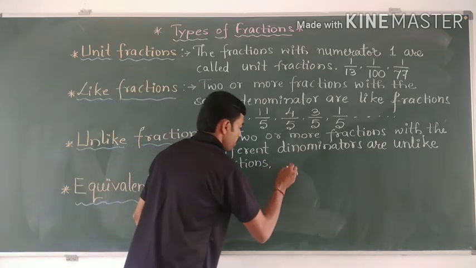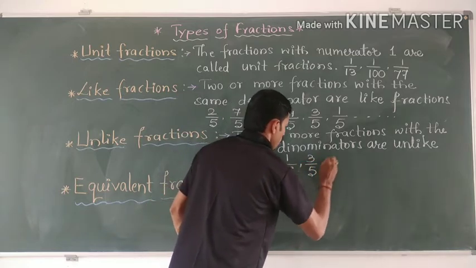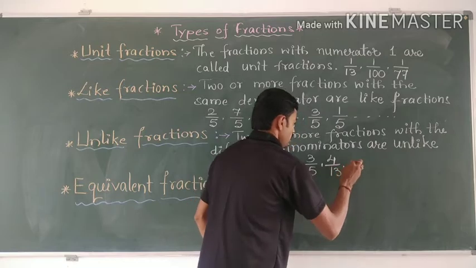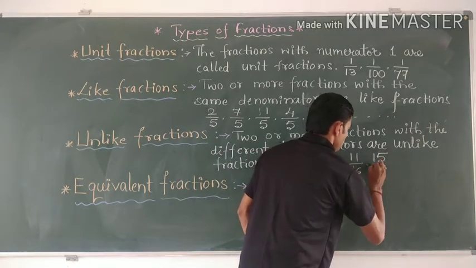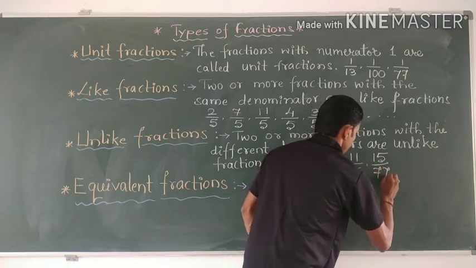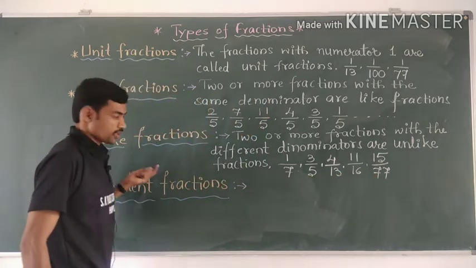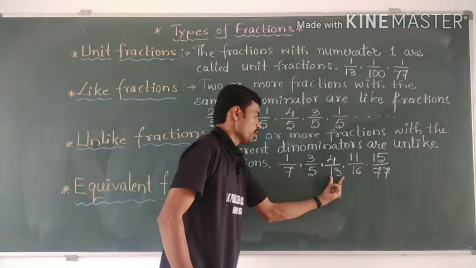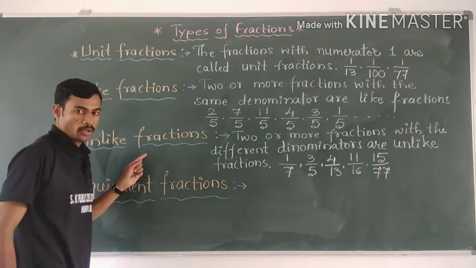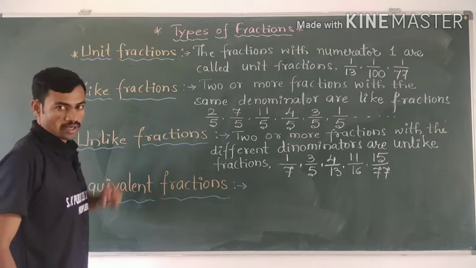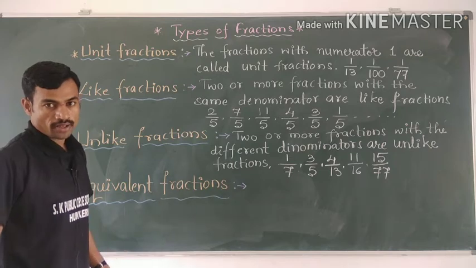You can give many examples: 1 by 7, 3 by 5, 4 by 13, 11 by 16, 15 by 77. Here they have different denominators. So these fractions are said to be unlike fractions. And the last one is equivalent fractions.